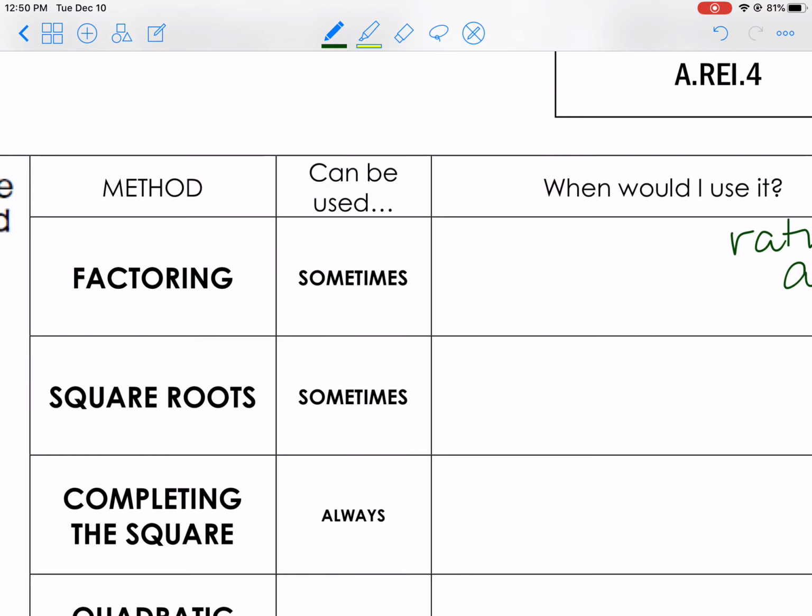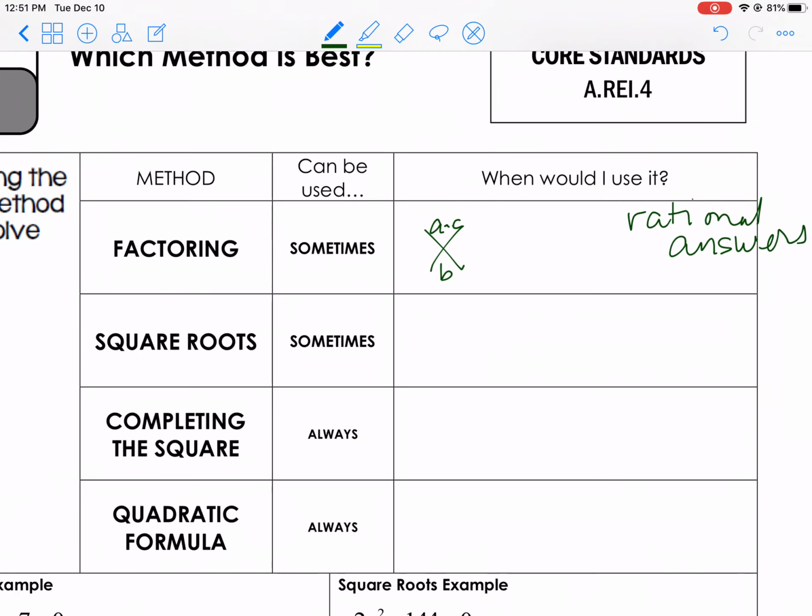So when you are deciding whether something factors, I would take a look at your A times C, see if you have two numbers whose product is A times C, but when you add them, you get B, the B value. So we'll check a few of those together.